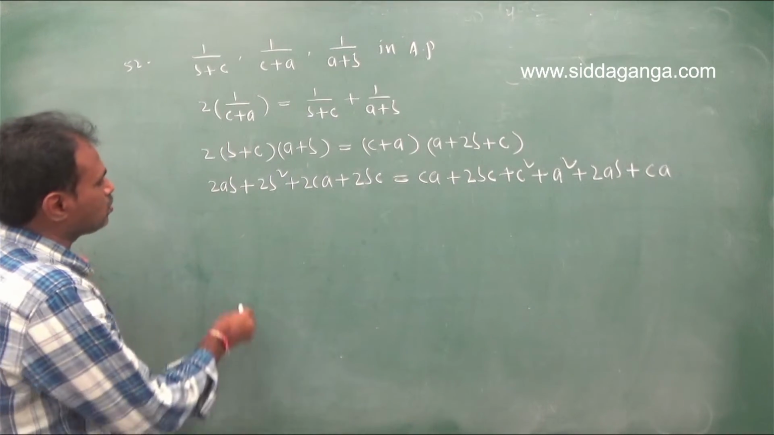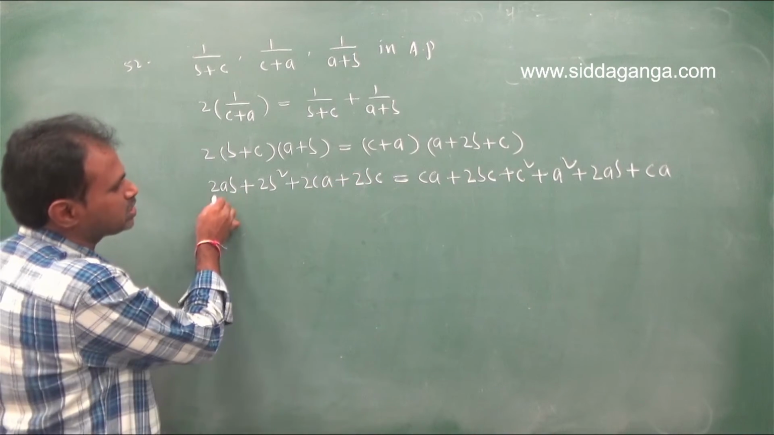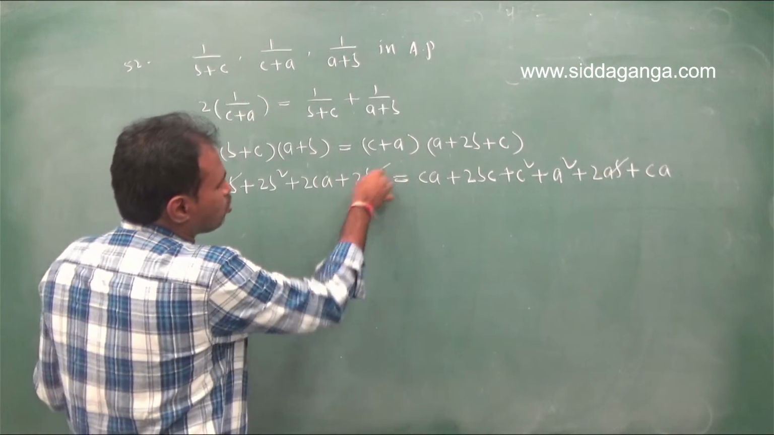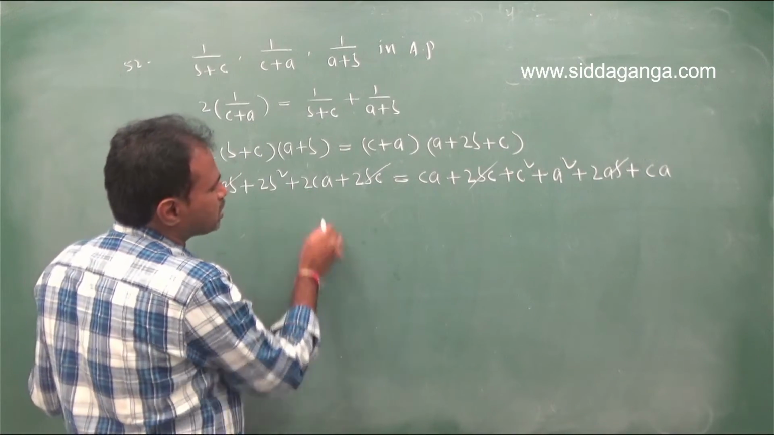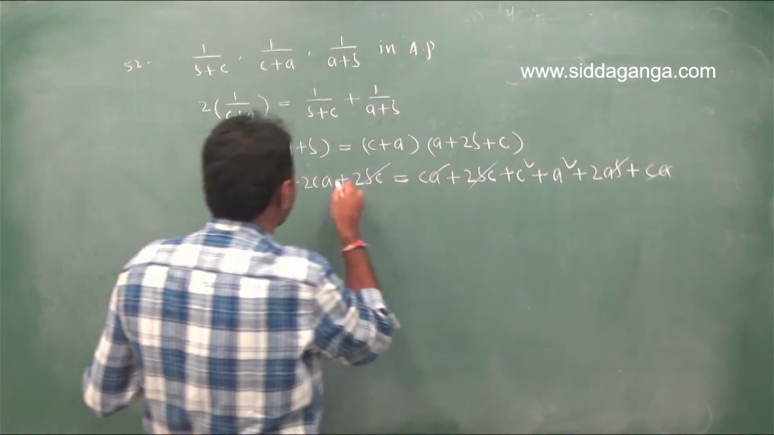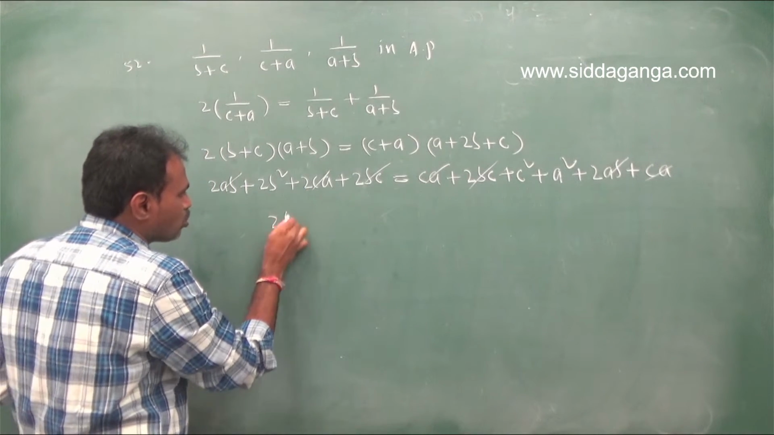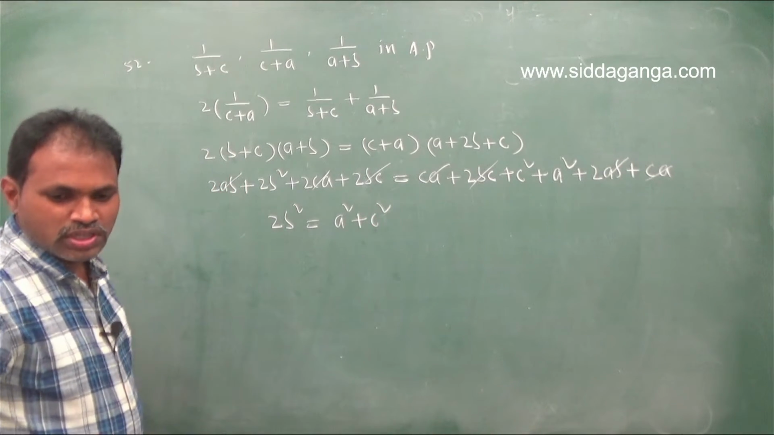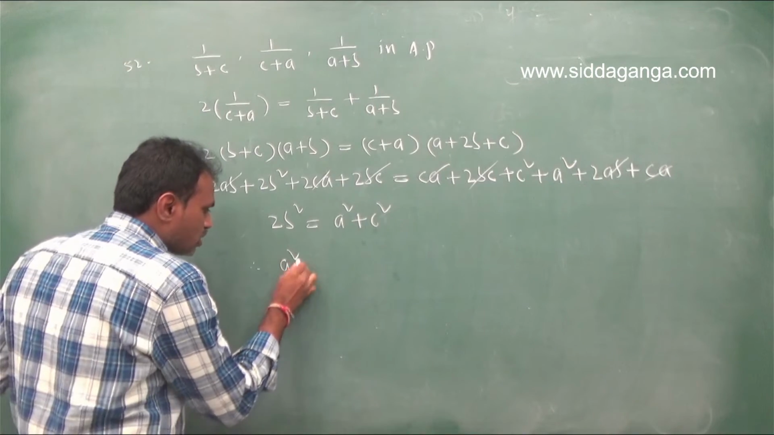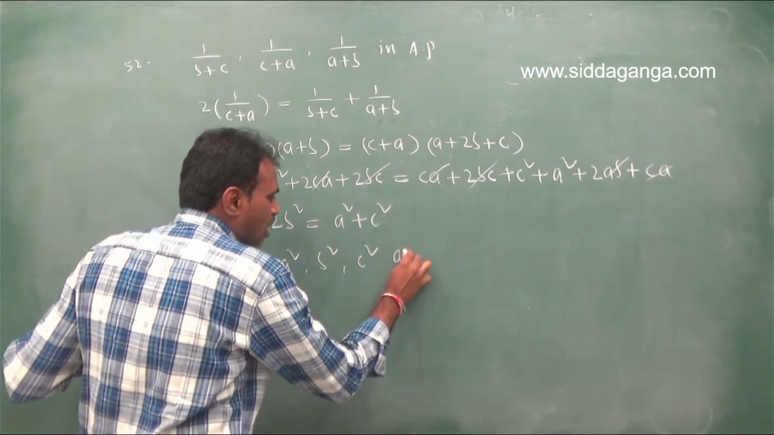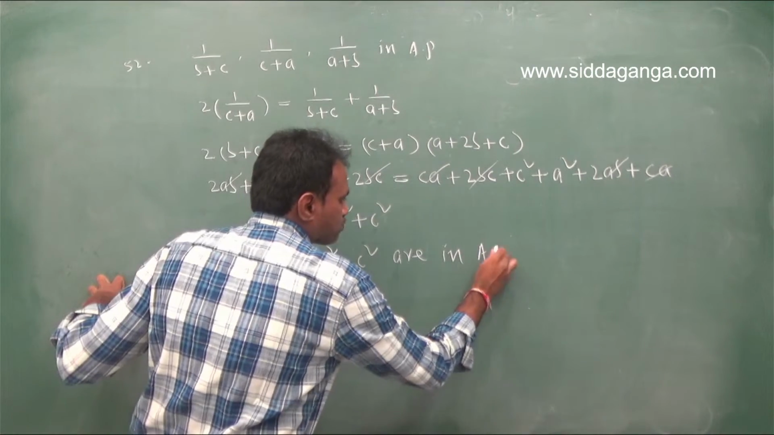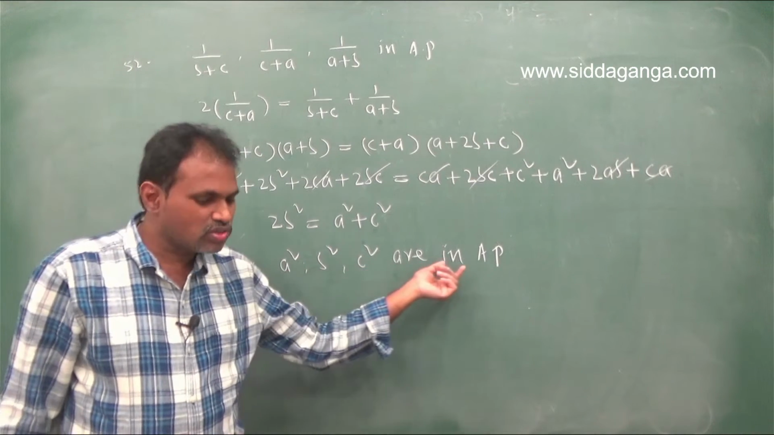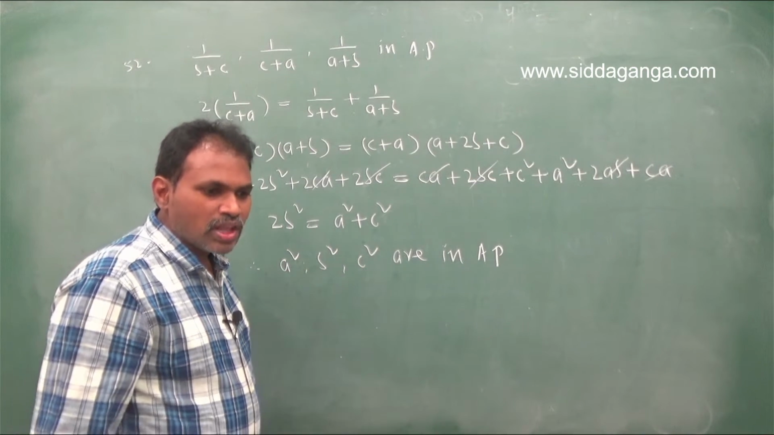If you observe these two terms on the LHS and RHS, this is 2ab and it is 2ab, so they will cancel. Next 2bc will cancel. 2ca, ca plus ca, 2ca will cancel. Now finally we got 2b square equal to a square plus c square. Therefore a square, b square and c square are in AP. Therefore option 2 is right.